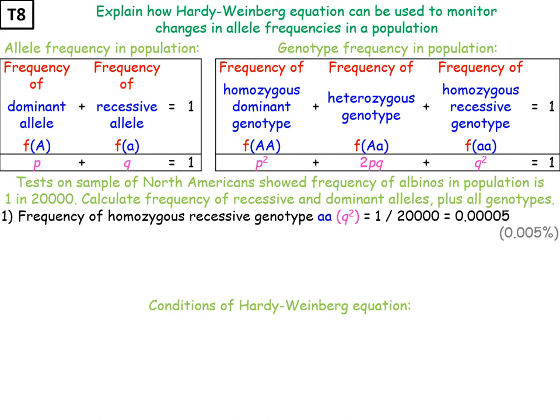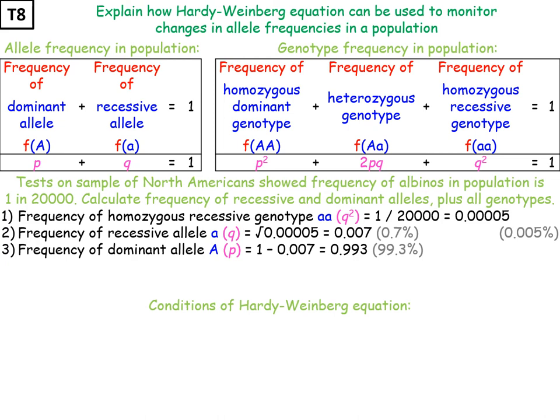So then if we were to find out Q, we would just square root that, and that would be 0.007 or 0.7%. So now we know what Q is. We could then figure out what P is, because P plus Q equals 1. So 1 minus 0.007 equals 0.993 or 99.3%. So 99.3% is the frequency of the dominant allele, whereas the frequency of the recessive allele is 0.7%.